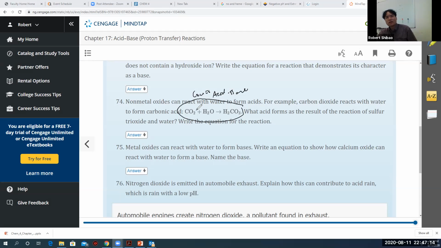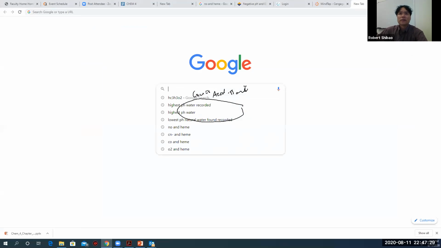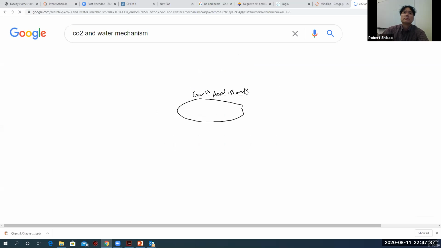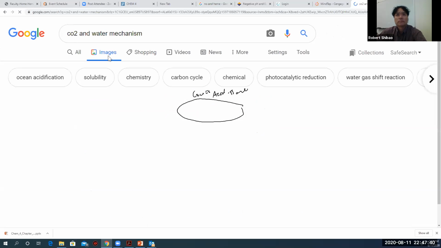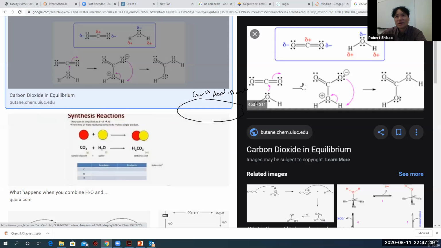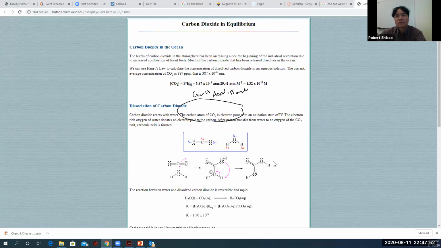The Lewis acid is an electron pair acceptor. The Lewis base is an electron pair donor. So water is the donor, CO2 is the acceptor. When we have Lewis acid-base reactions, it's best to look at those using Lewis structures, and we often look at those mechanistically. So CO2 and water, mechanism. When we do this mechanistically, we do little drawings like this. These are Lewis drawings here, and this is called a mechanism.